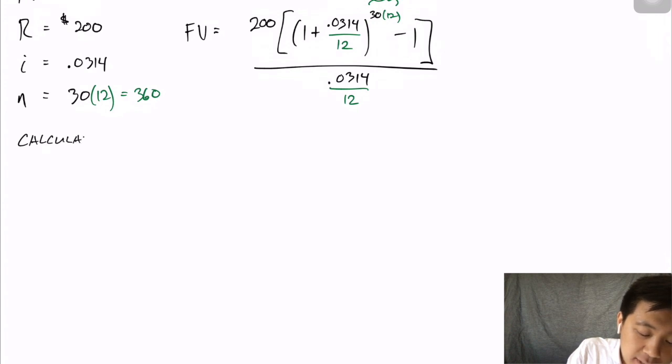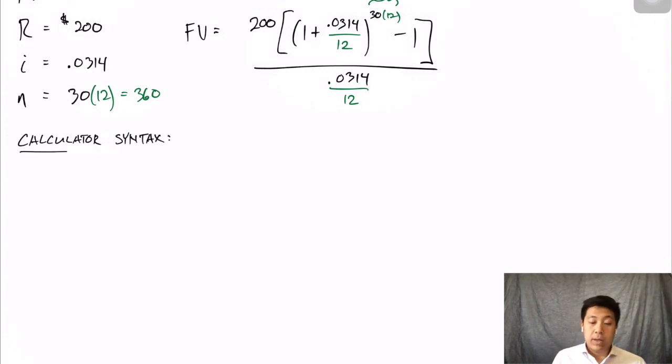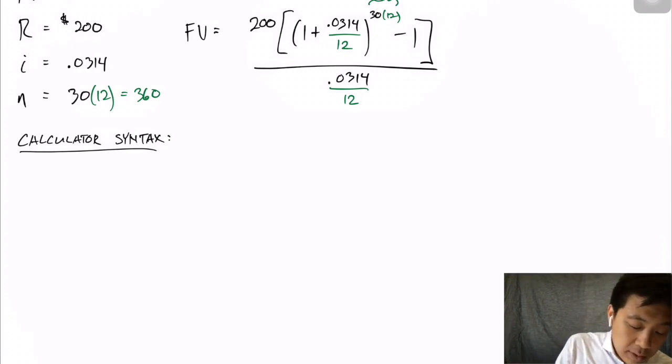Actually, I should write calculator syntax, so that's more apparent. Okay, how do we go about this? This is what I would do. I would write 200 first and open 1 parentheses.